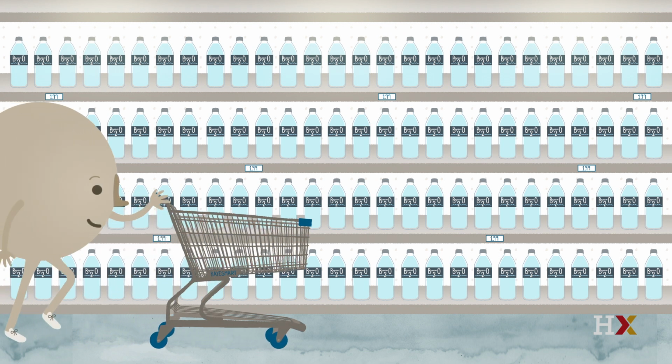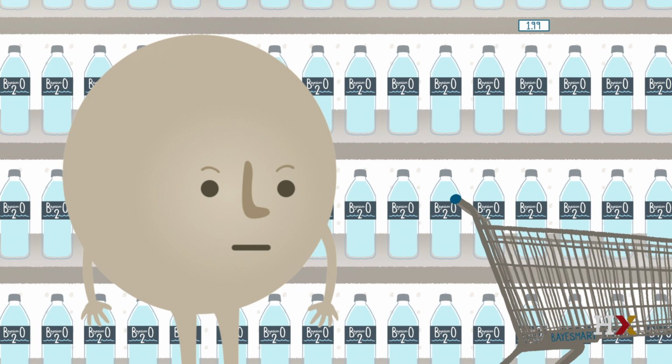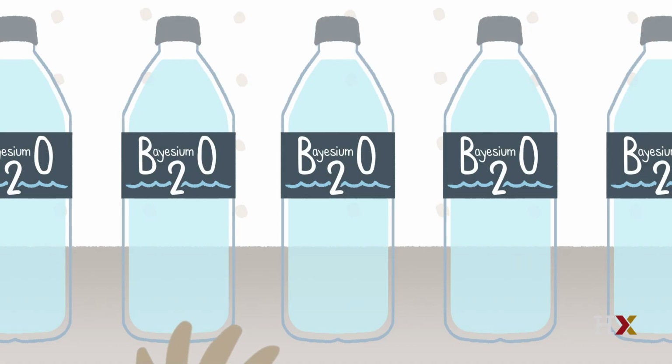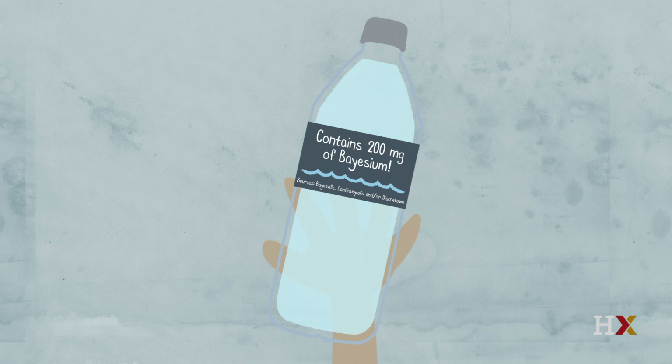Jimmy goes to the grocery store Baysmart to buy some water. He wonders what the company means when they say a bottle of Bayesian 2.0 has 200 milligrams of bayesium. Is that on average? Could it vary a lot by bottle? And how many doctors were surveyed? And how can they distinguish correlation from causation?